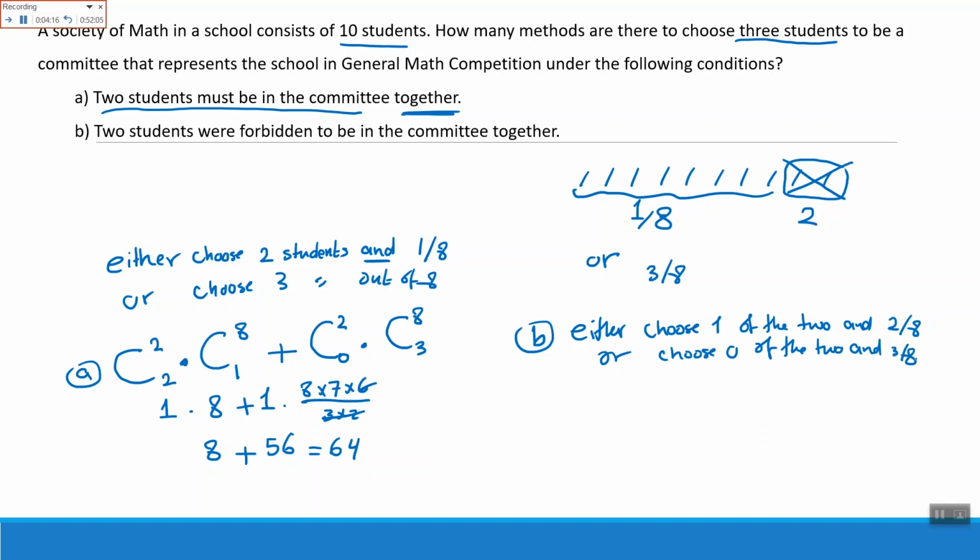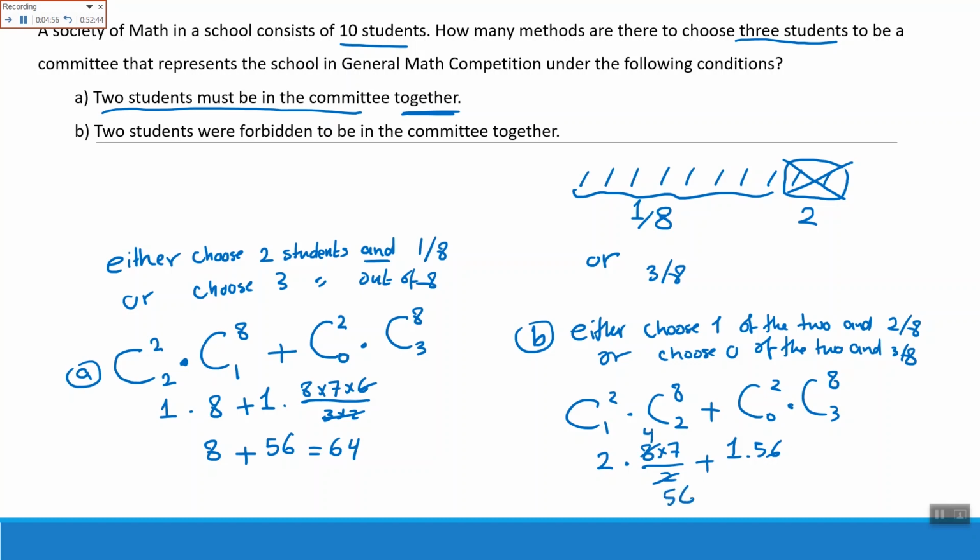So logically we can do just either this or that. So either choose 1 of the 2 and 2 of the 8, or choose 0 of the 2 and 3 of the 8. So choose 2 of 1 is 2 times 8 2 is 8 times 7 over 2, or 2 0 is 1 times 8 3, we've just did 8 3 before, it got us 56. So here we cancel 2 with, we get 4, 2 times 4 is 8, 8 times 7 is 56, so it's 56 plus 56, and the answer this time is going to be 112.